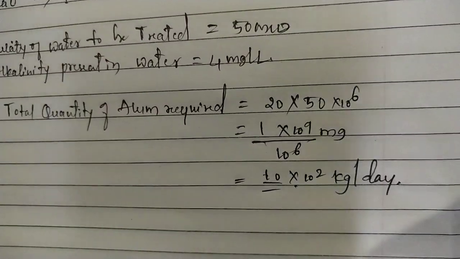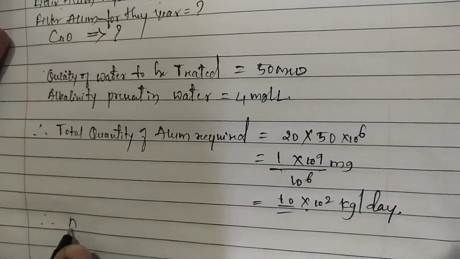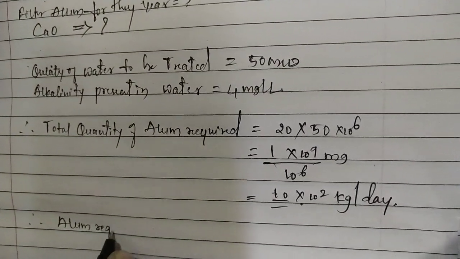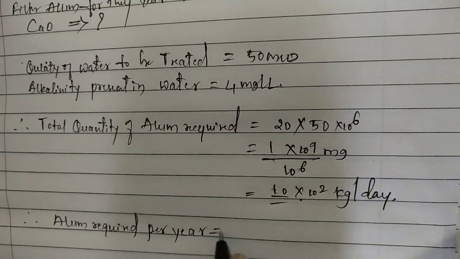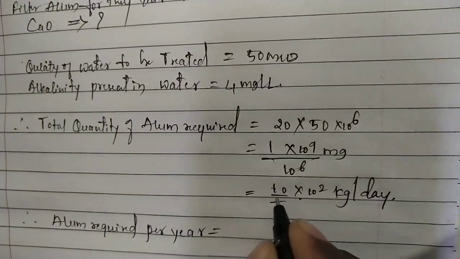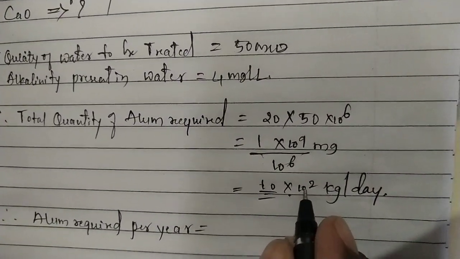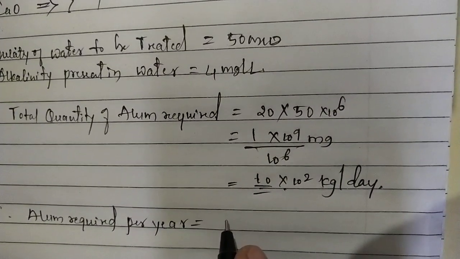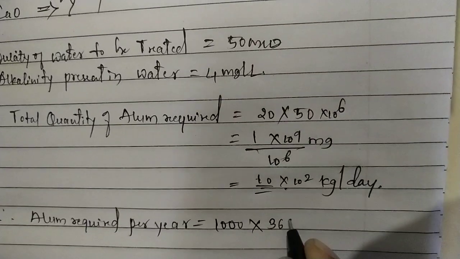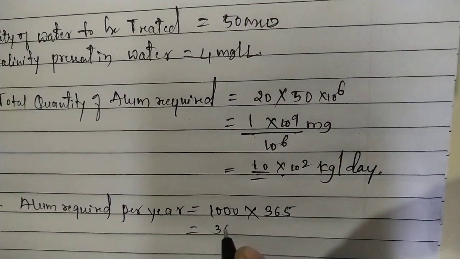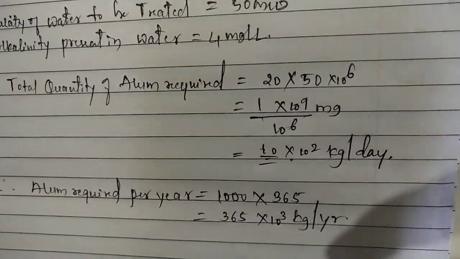Next, they are asking for the alum required for the year. Therefore, alum required per year equals, as we know, the total quantity of alum required is 10 into 10 raised to 2 kg per day. For the year, we have to multiply this value by 365 days, that is 1000 into 365. So you will get 365 into 10 raised to 3 kg per year, right?